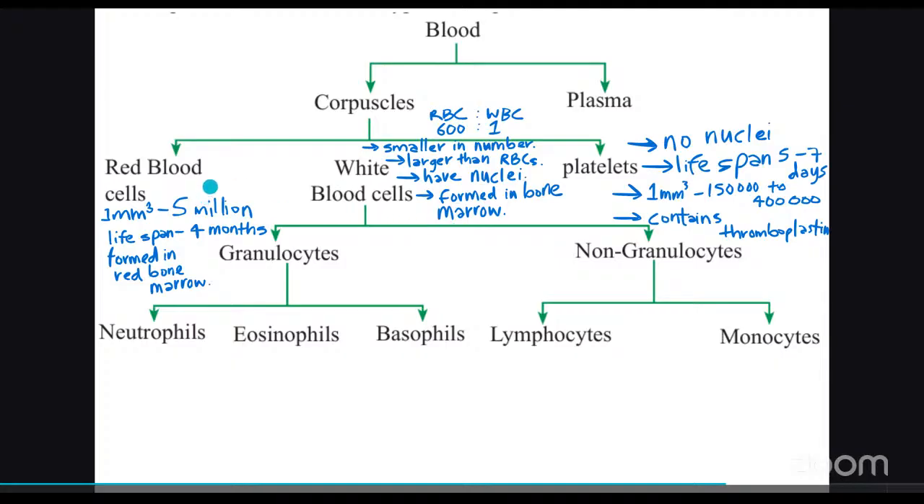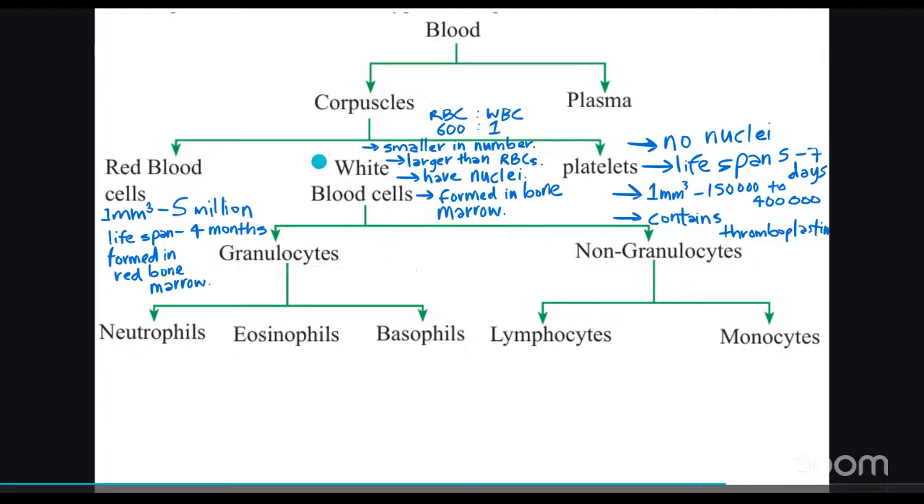Again, you can take a screenshot of this. I've just written it like a short note. In 1 millimeter cube, you're going to have 5 million red blood cells. The lifespan of the red blood cells is 4 months, and they are formed in the red bone marrow. Look at white blood cells. White blood cells are formed in the bone marrow. Here they have given red bone marrow, here they have just mentioned bone marrow.